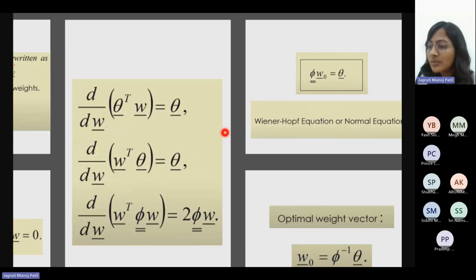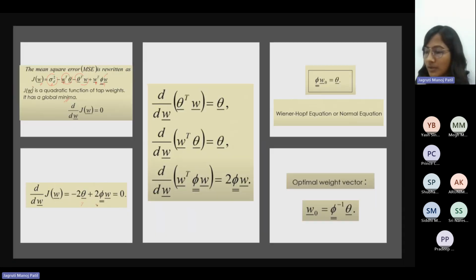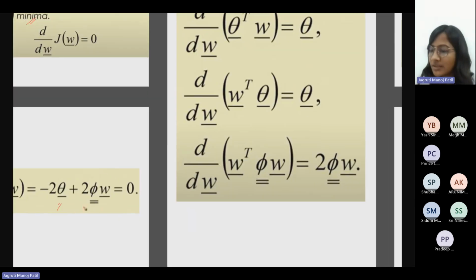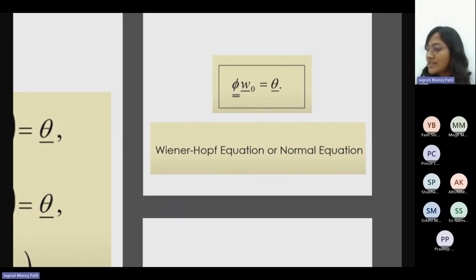So this is how you can see some properties. If you have the derivative with respect to w of theta transpose w, you'll get theta. Similarly, like this. I hope you understand. So finally, what you get from here is that if you take it to the other side and eliminate 2 from both sides, theta is equal to phi w. So this equation is normally called the Wiener-Hopf equation or the normal equation.